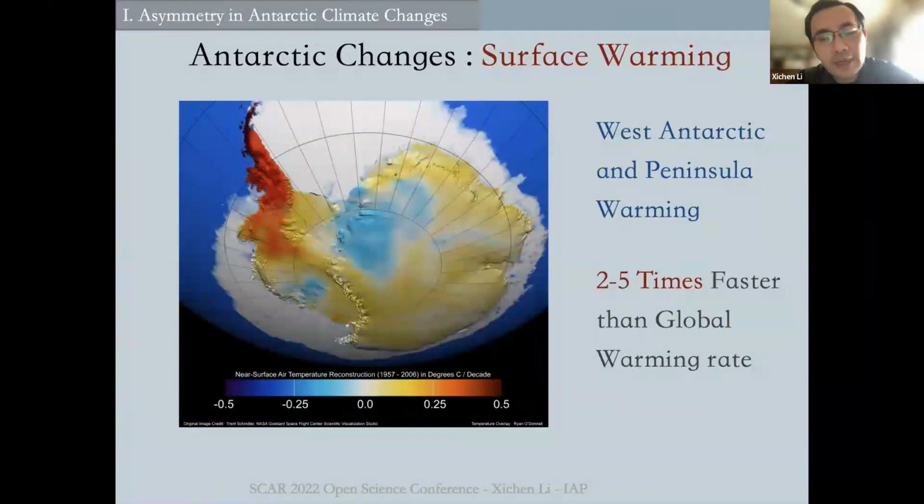Similarly, when we look at the surface air temperature warming, we find that the most rapid warming also happened around West Antarctica and the Antarctic Peninsula, especially before 2010. When we look at East Antarctica, the warming trend is negligible.